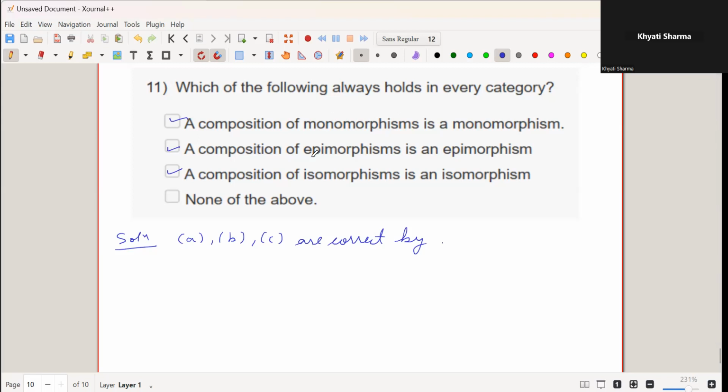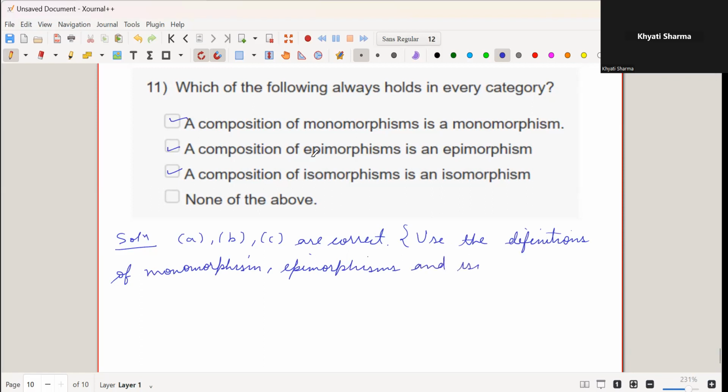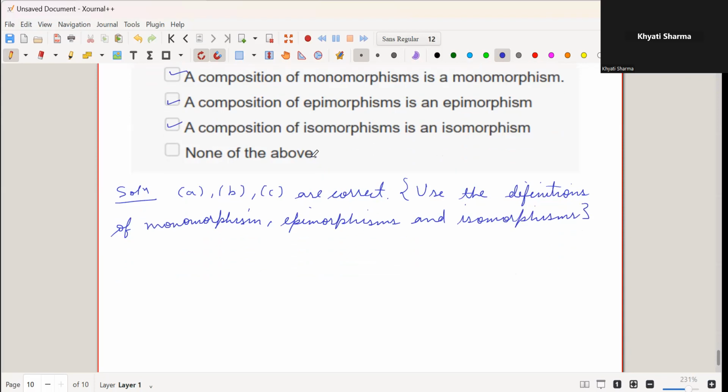by the definitions of them. One just has to use the definitions of monomorphisms, epimorphisms, and isomorphisms, and it will follow easily. Okay, so it's just applying the definition and nothing else.